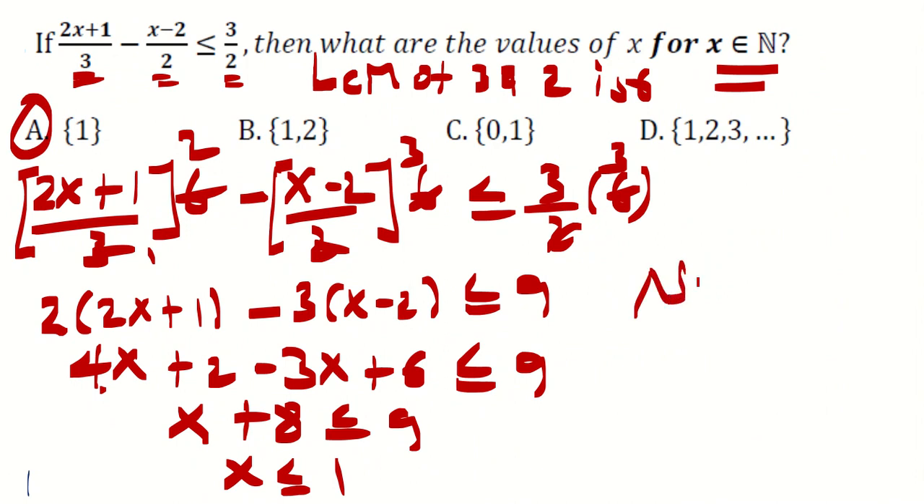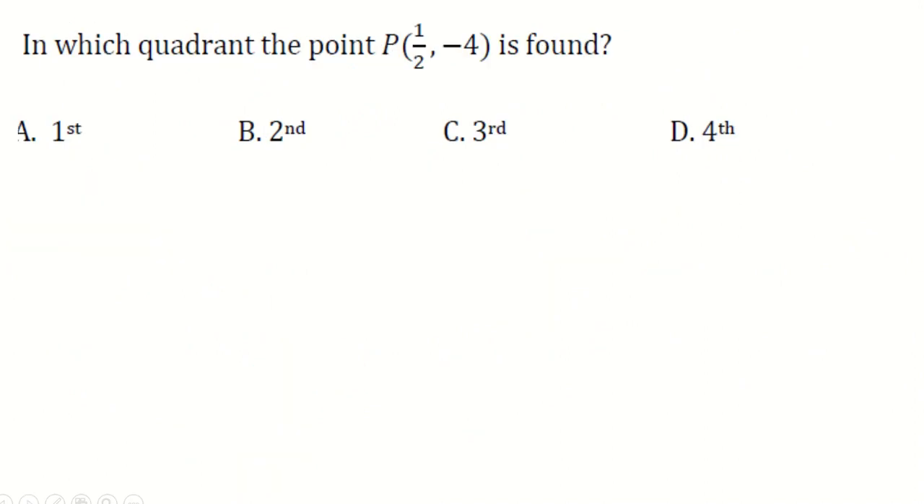Because natural numbers are, what are they? 1, 2, 3, 4, it will continue. So which numbers are found, like which numbers are included here, less than or equal to 1? Less than or equal to 1, only 1 will be the answer.